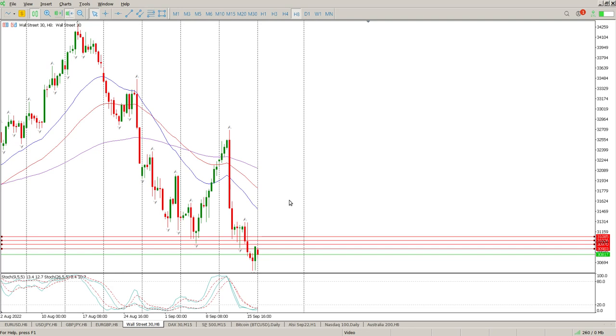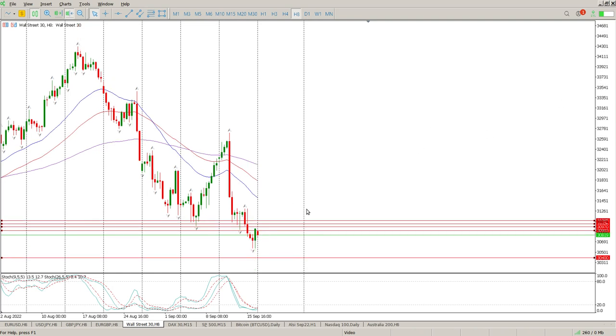So yeah, that's my view at the moment. Definitely looking to short, but looking to be short higher up for another leg down, and ultimately need to look for 30,400 at the moment. That's the goal that I have right now.